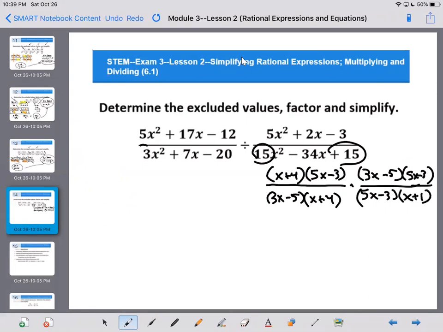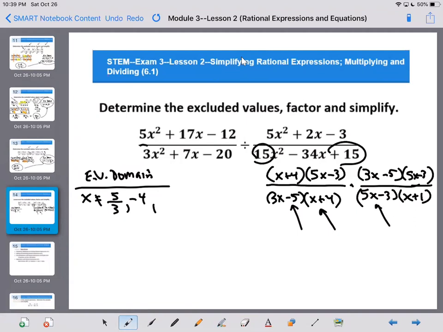So let's state excluded values, part of our domain. What can x not be? So it looks like we're going to have a couple of fraction answers. If we add the 5 and divide by 3, x cannot be 5/3. Here we're going to see x cannot be -4. Here, let's add the 3, divide by 5, so x cannot be 3/5. And here we're going to have -1. So there's your domain. And then we go and look at what we can divide out.